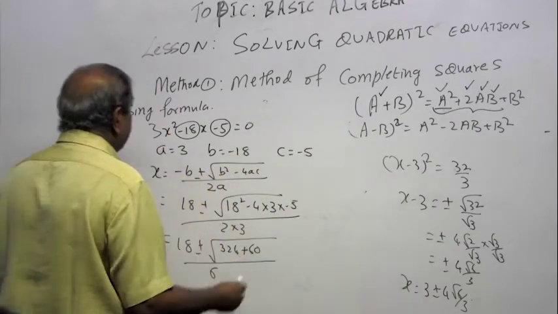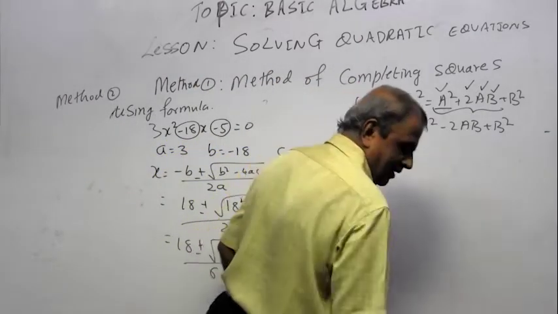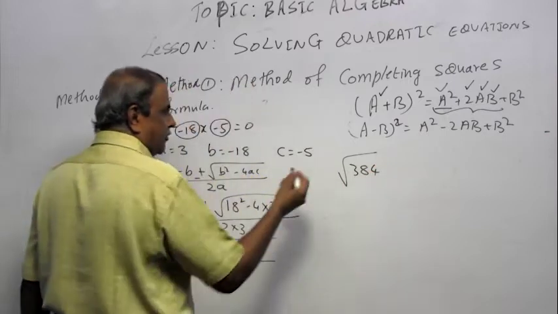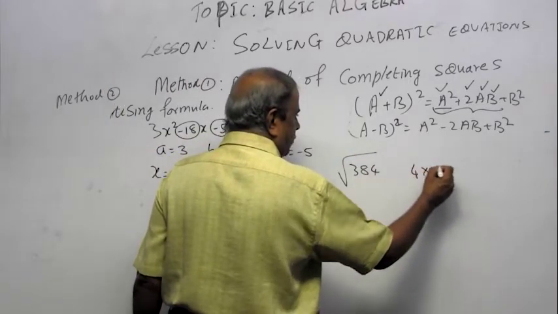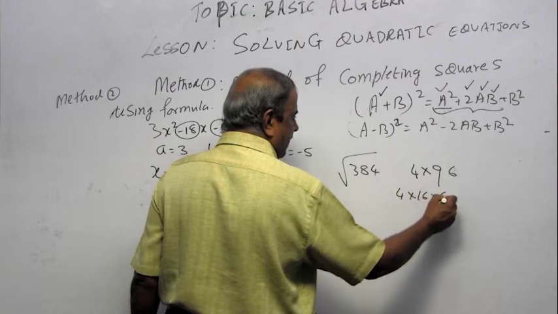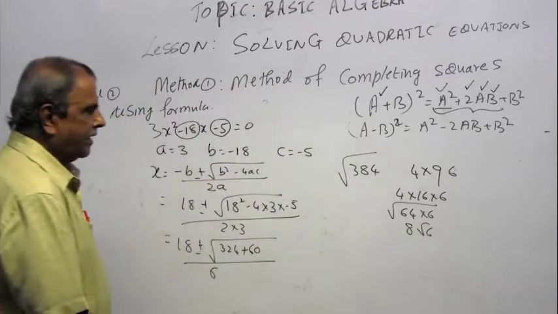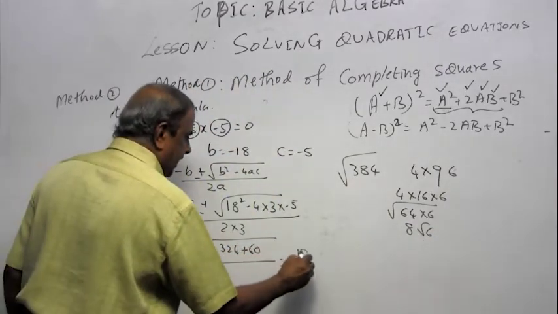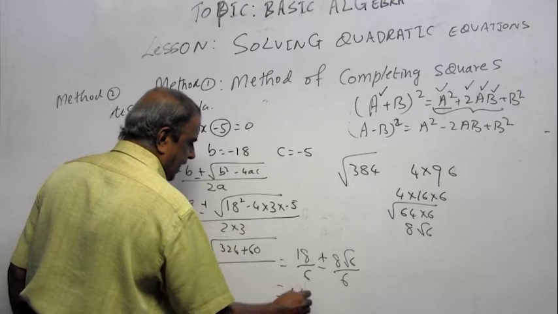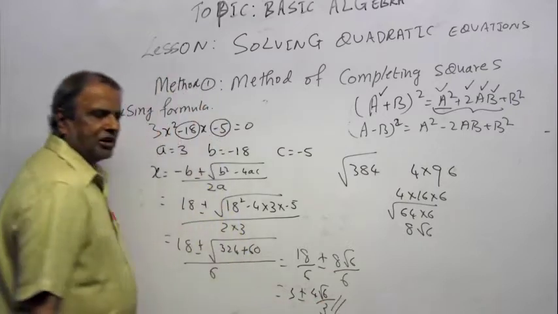Let me do this somewhere on the side. Of course, you will use a calculator. Remember, mine is built in. So my built-in calculator says square root of 384. 384 goes by 4. So 4 times 4 9s are 36, 96. So 4 times 16 times 6, which is 64 times 6. If I take the square root, it is 8 root 6. Yeah. So therefore, it is 18 over 6 plus minus 8 root 6 over 6. That is 3 plus minus 4 root 6 over 3, which was the answer you got before.